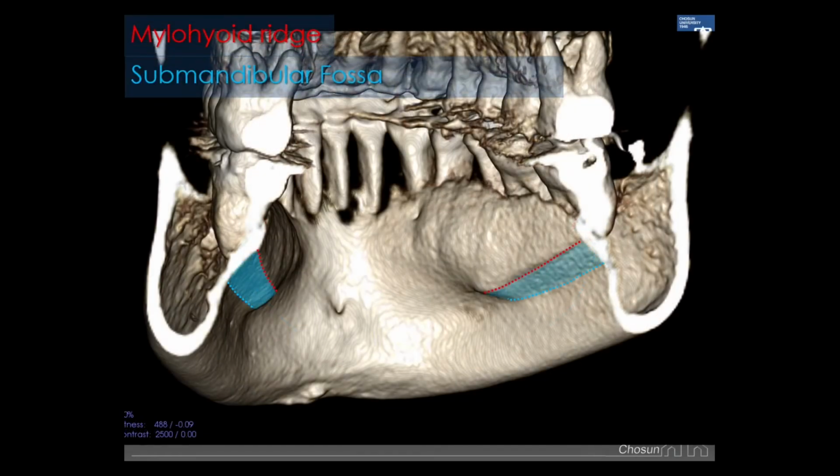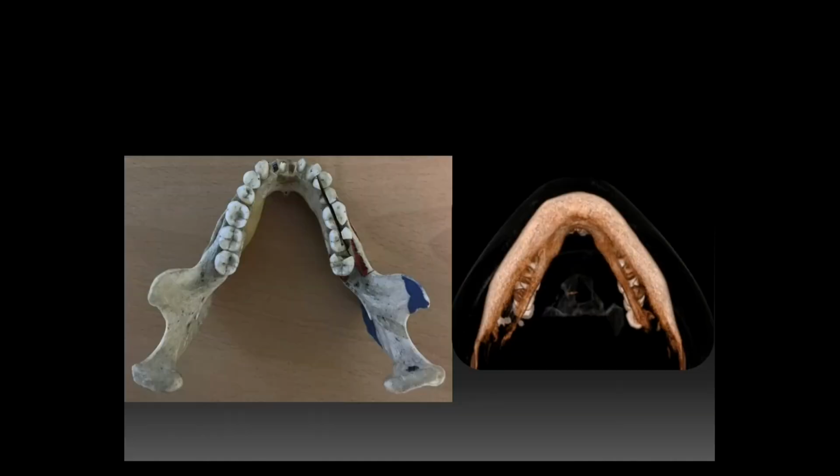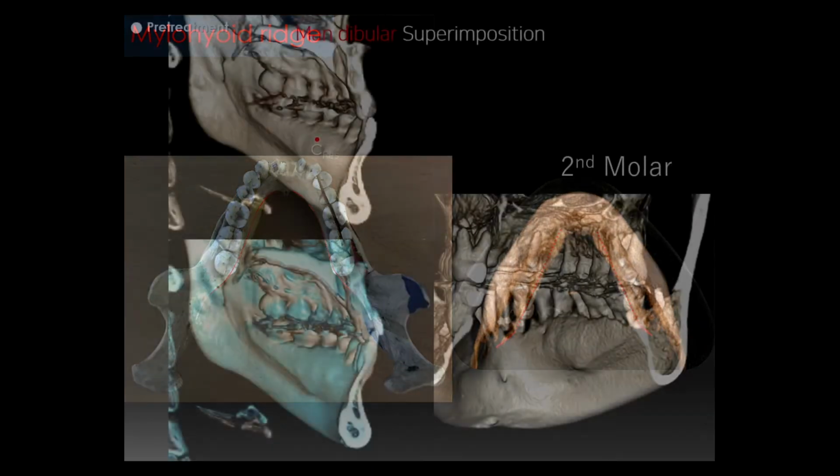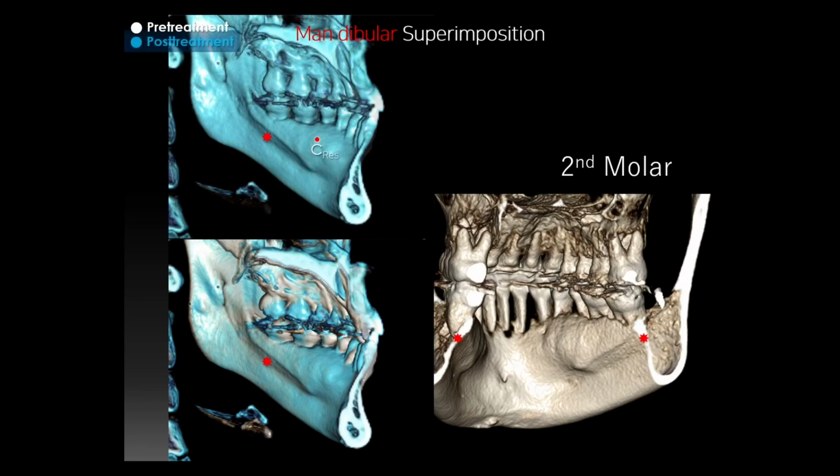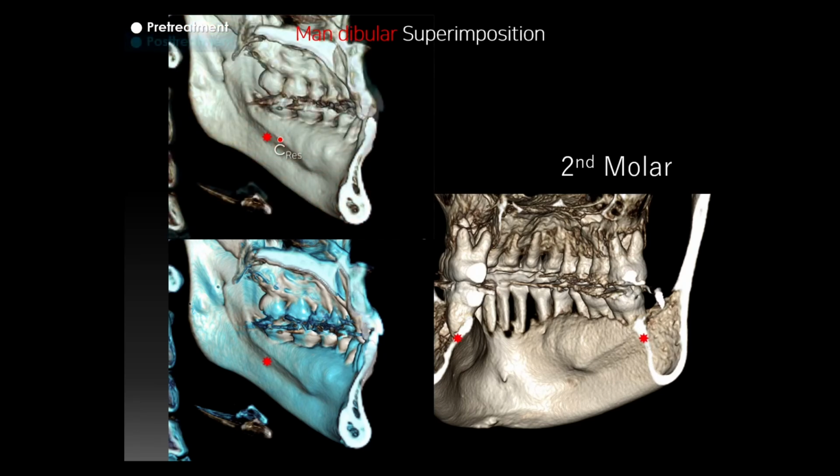At post-treatment, the second molar root contacted the cortical plate of the mylohyoid ridge and submandibular fossa. This phenomenon occurs because the mylohyoid ridge turns abruptly behind the terminal molars. This anatomic obstacle may be overcome during molar distalization by the resorption of the cortical plate. However, this may take time and can move the center of resistance and center of rotation more posteriorly, increasing the extrusion of incisors.